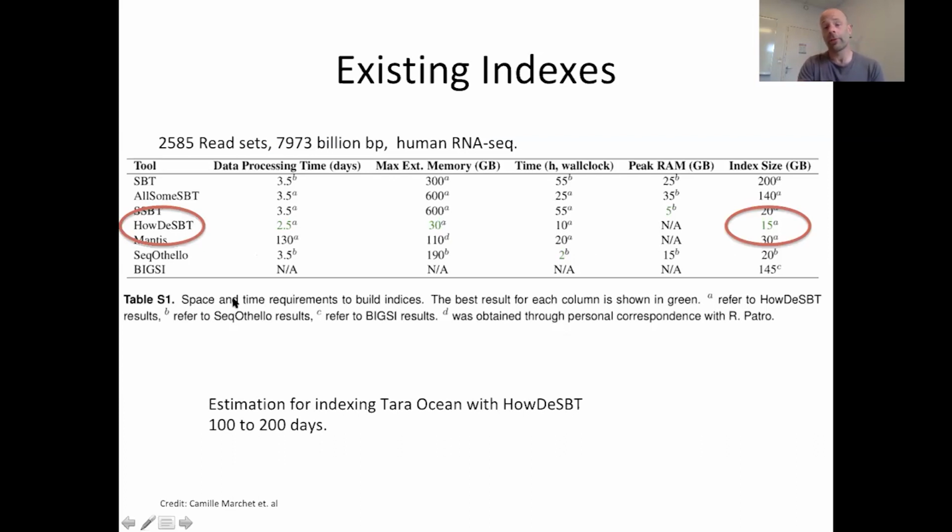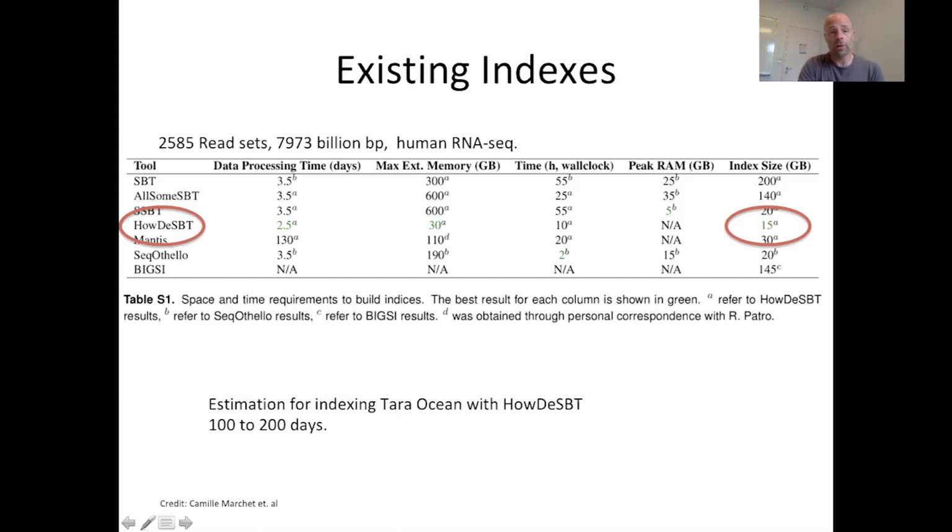This table represents some results on a very common dataset composed of almost 2,060 read sets, almost 8,000 billion base pairs in this read set. So it's big, but it enables us to make some benchmarks. And most of the papers of the studies that propose new indexes use this dataset, and it's human RNA-seq from different tissues.